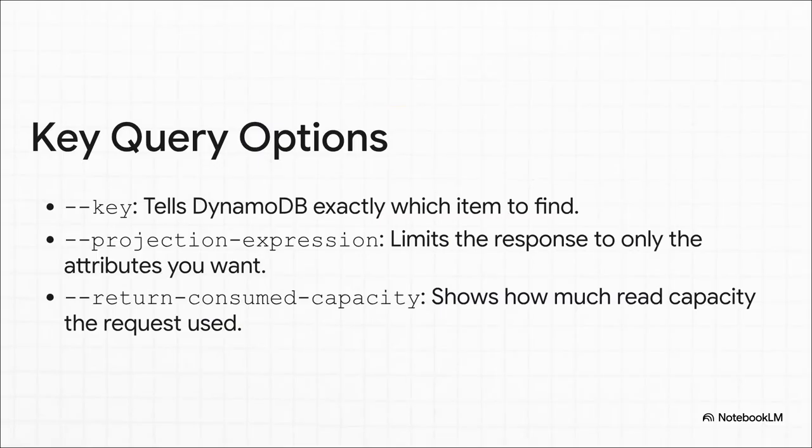Let's break down what's happening there. That key flag, that's your laser pointer. It tells DynamoDB exactly which item to grab. Then there's dash projection expression. That's your efficiency tool. It stops you from getting back way more data than you need. You just specify the exact fields you want. And dash return consumed capacity, that's your cost monitoring tool. It tells you exactly how much that query cost you in read units.